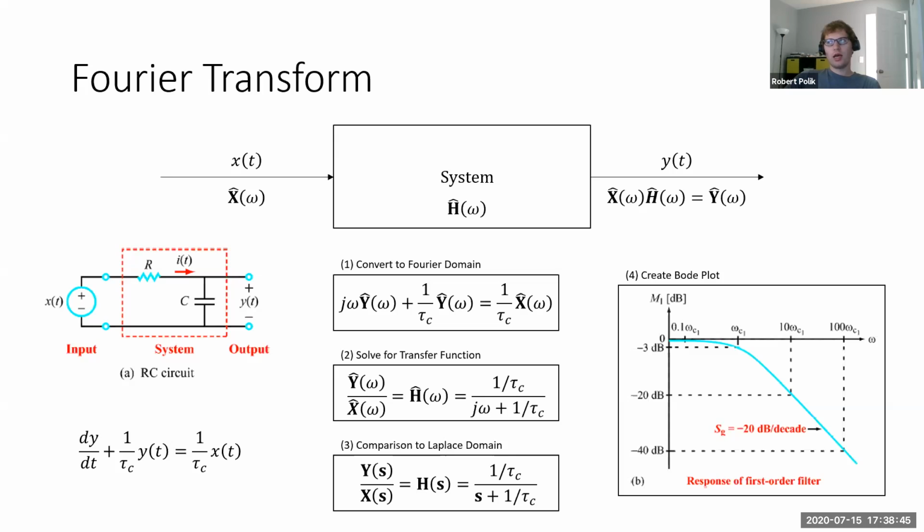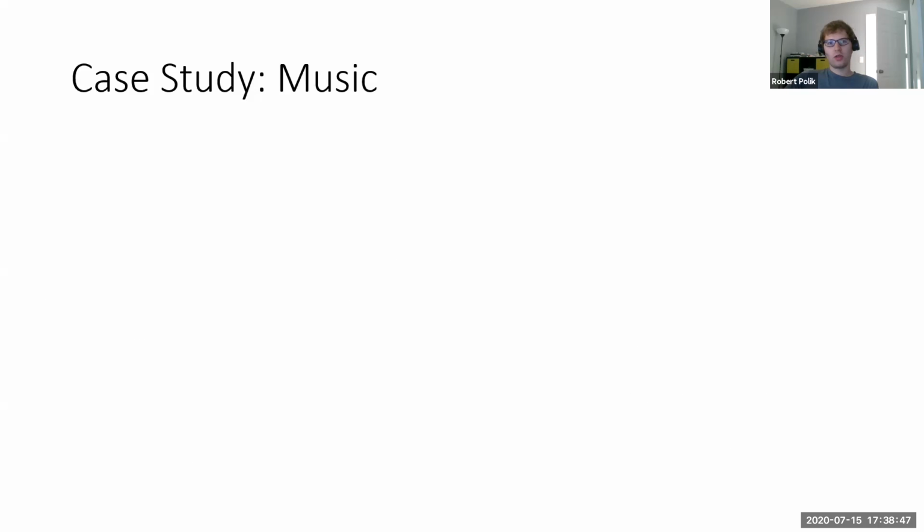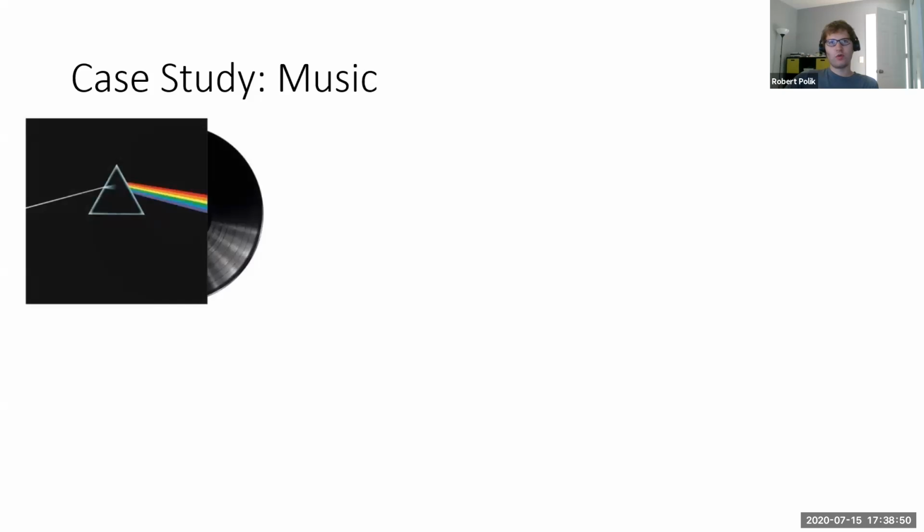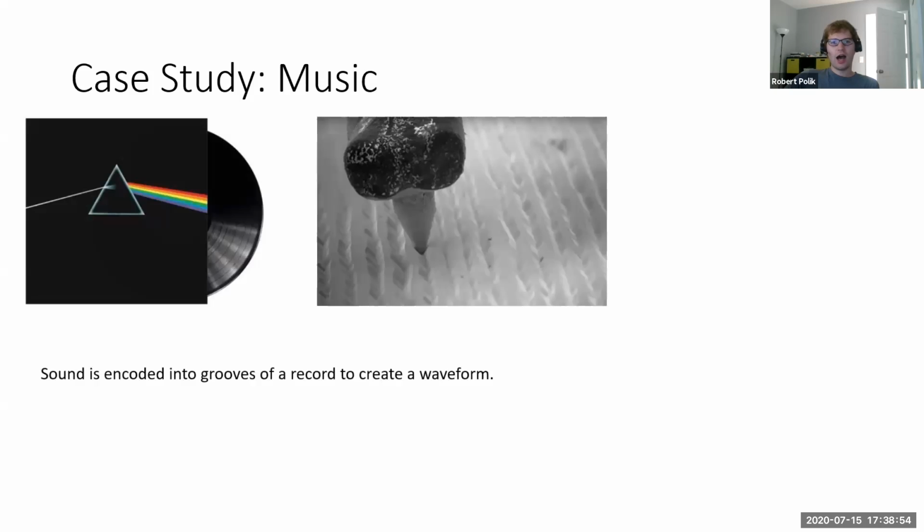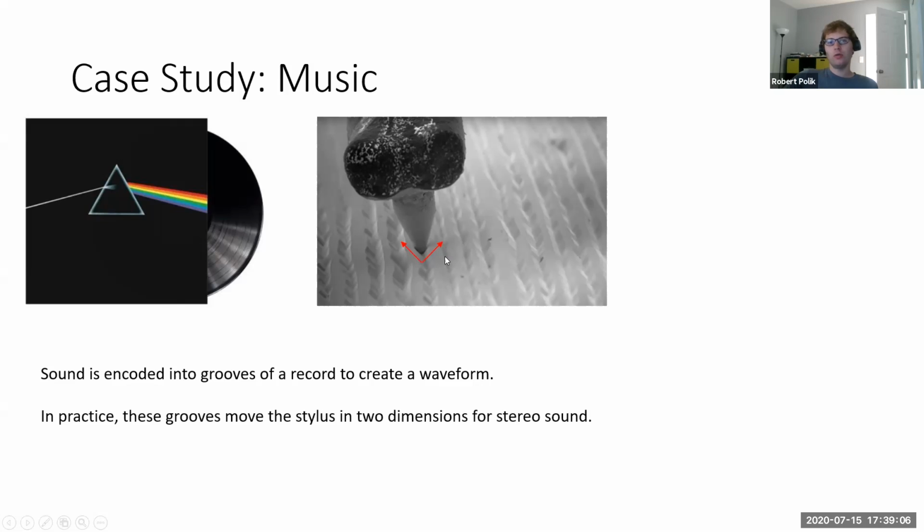So we're going to just look at music now. Let's look at music. You have your record here. I picked a particular classic, and on your record are grooves that are etched into the record, and these grooves encode a waveform, which is the sound that you're listening to. In practice, these grooves are two-dimensional. If you look close at the grooves, you can see that whatever's etched into one side is not completely lining up with whatever's on the other side. And that's giving you stereo sound.